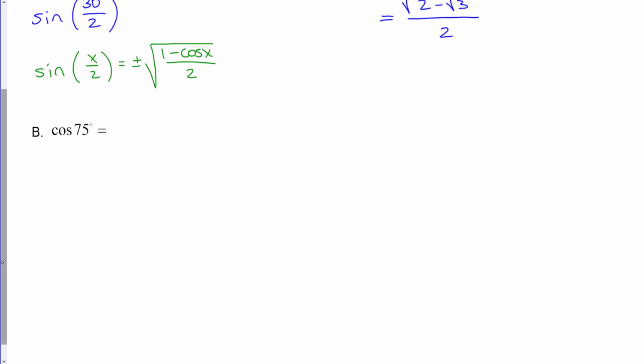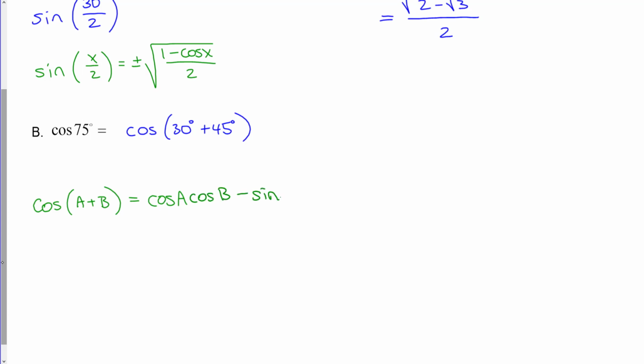Now the cosine of 75 degrees might be a little bit easier if I evaluated it as cosine of 30 degrees plus 45 degrees, because that would add up to 75. And we have the identity cosine of A plus B is cosine A, cosine B, minus sine A, sine B.